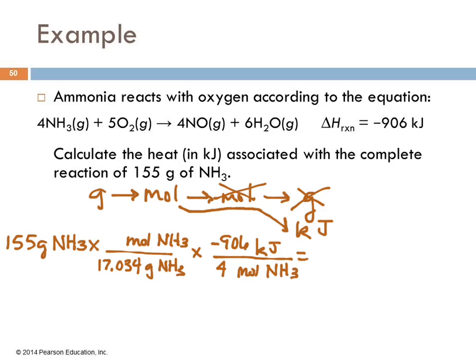how many significant figures should our answer have? 3. So my calculator is showing me this. Always a good idea to write down what your calculator shows you. And we want 3 significant figures. That means we're stopping at the 6. It means we need to be careful.